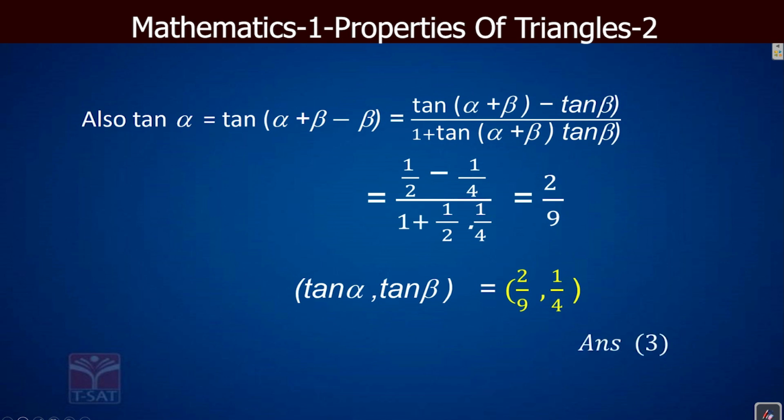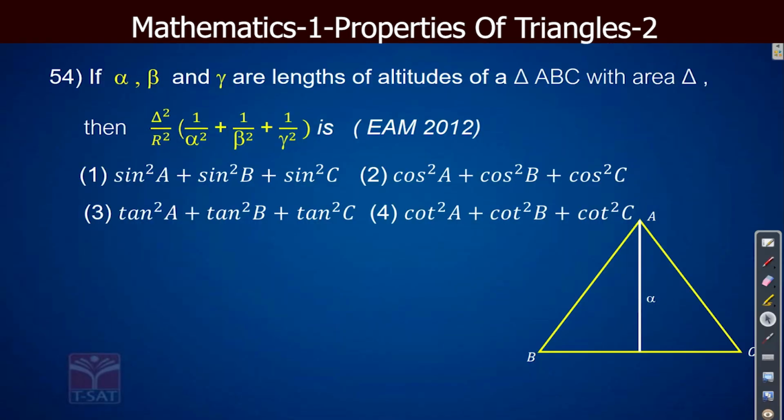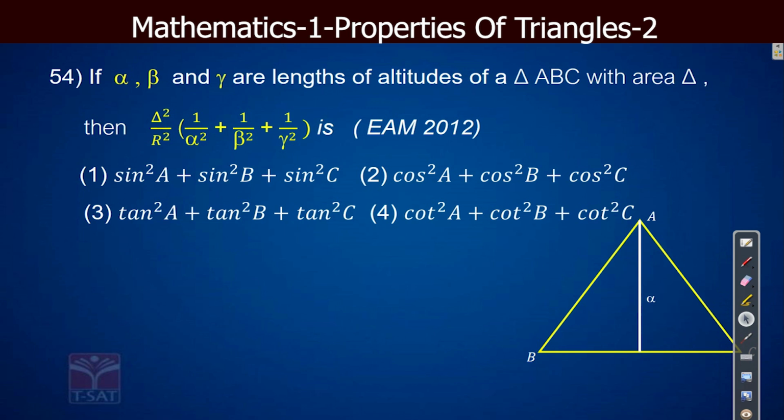So here what we have used is tan(alpha plus beta), and tan beta we also got. From that we got tan alpha, because alpha can be written as alpha plus beta minus beta. So the correct option is option number 3. This is an EAPCET 2012 problem on heights and distances. Heights and distances are included in the properties of triangles, so for the model's sake I am doing some problems.